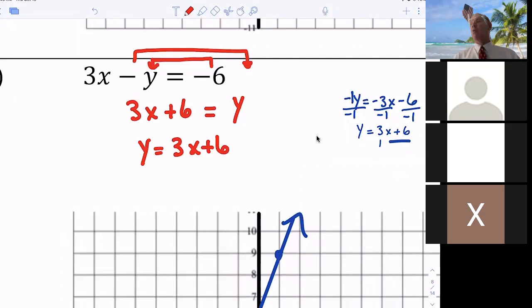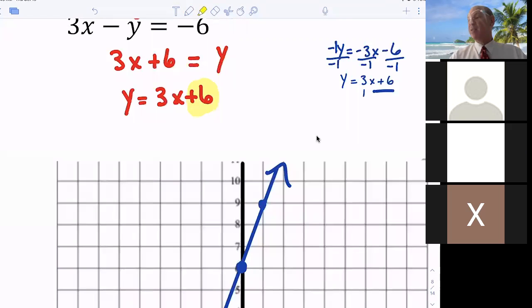All right, so now we're graphing. So when you graph the y-intercept. What is the y-intercept? 6. So notice I plotted 6 right here. You agree with that? Then from there I did what?